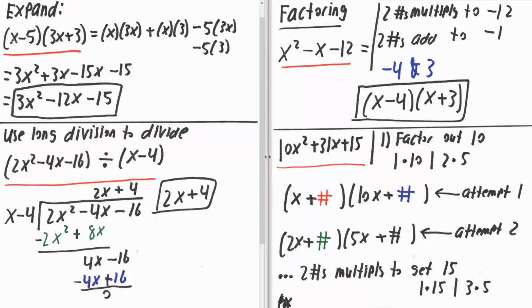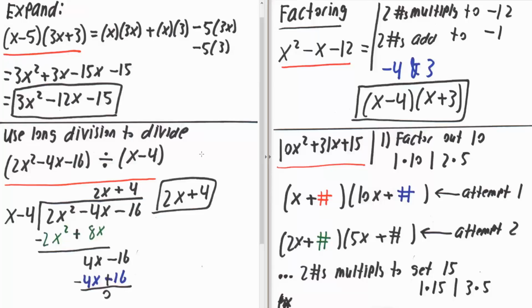So what we do here is we take x and we multiply it by 3x, plus x again times 3. Then we do the negative 5. So we do minus 5 times 3x, minus 5 times 3. And now we combine. So x times 3x is 3x squared. 3 times x is 3x. Minus 5 times 3x is negative 15x. Minus 5 times 3 is negative 15. And now we group. So 3x squared minus 15x plus 3x is minus 12x, minus 15. And this is the answer for this problem.